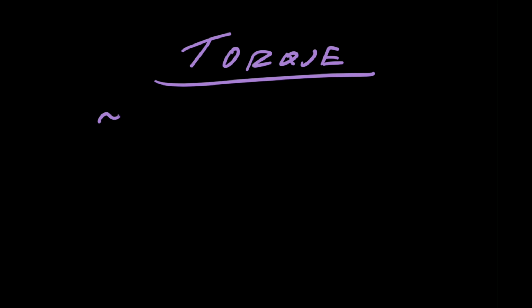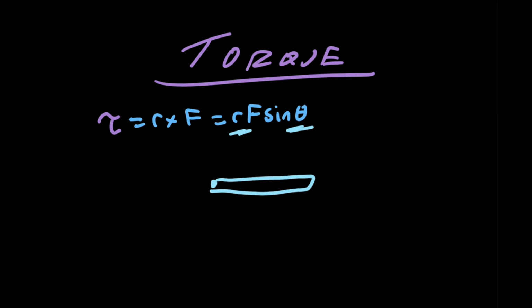Torque is pretty simple. It's defined by the Greek letter tau, and it's equal to r cross F, or rF sine theta. Now, how do I know what the theta is? How do I know what the r is? Well, let's say I have a little rod here, and this is my pivot point. Our r is essentially the distance between the pivot and where the force is applied. So let's say the force is applied like this, and the angle is simply this little angle right here.